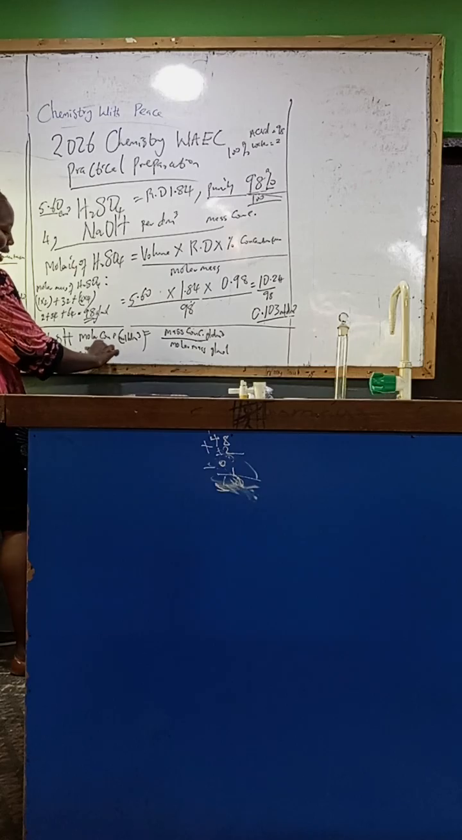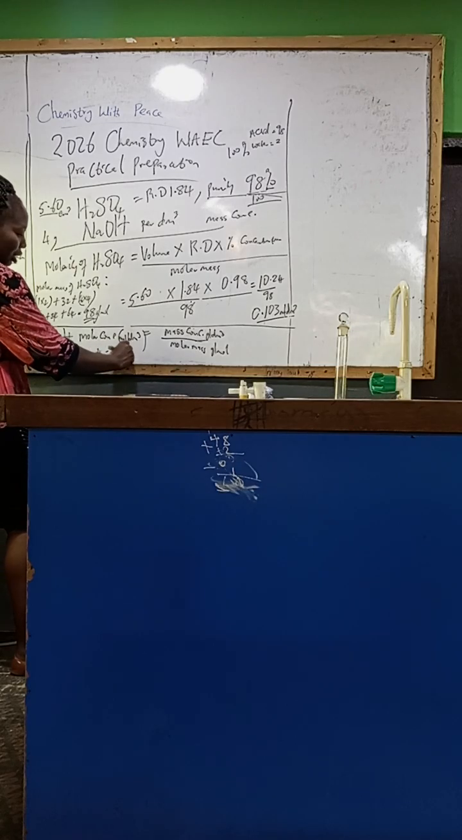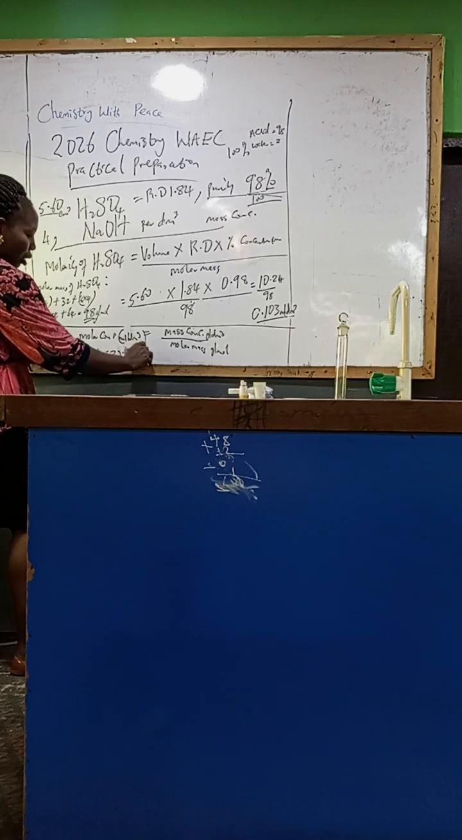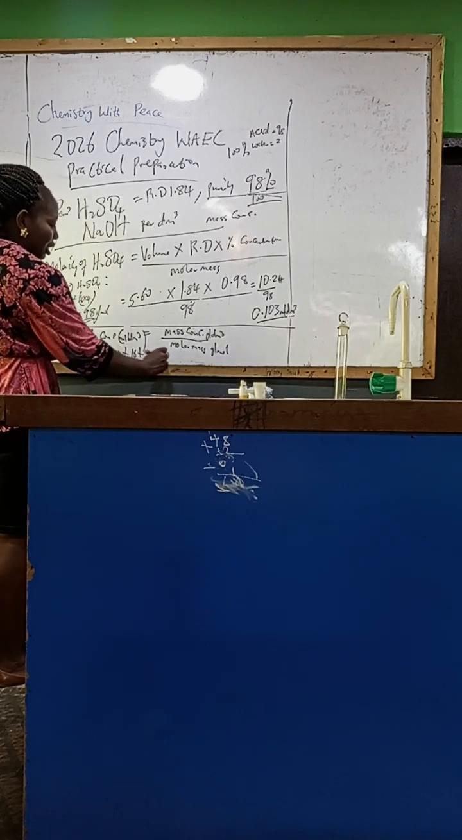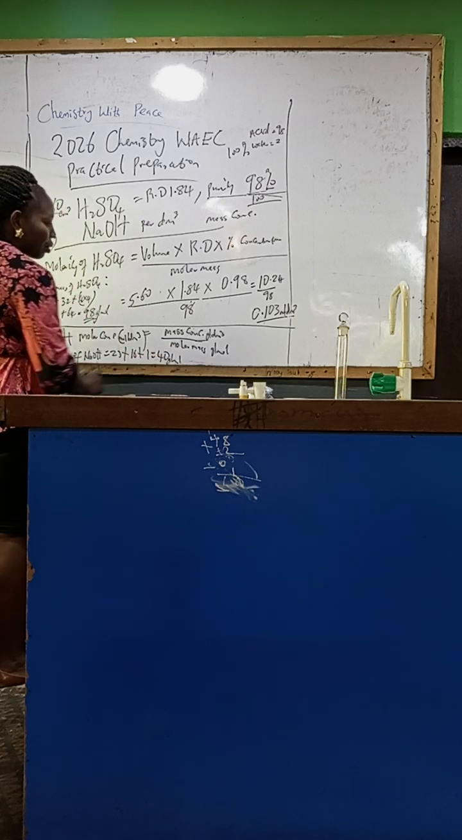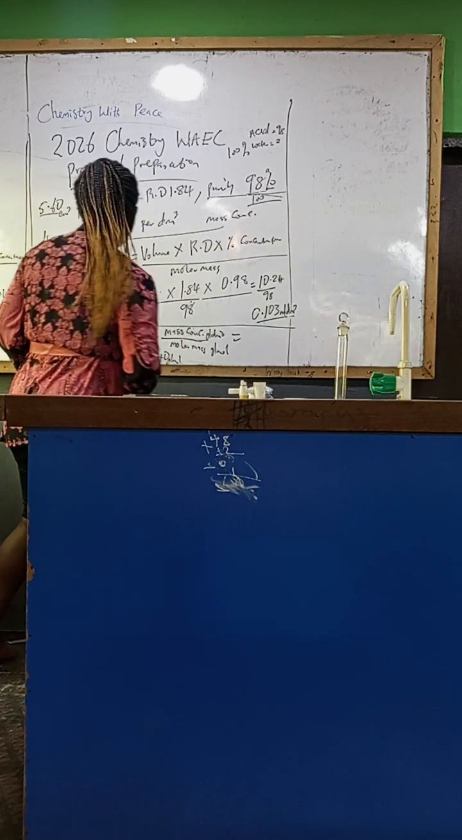Molar mass for sodium hydroxide is equal to sodium, 23, plus oxygen, 16, plus hydrogen, 1. If you add everything, you are getting 40 grams per mole. So now let's substitute the value.